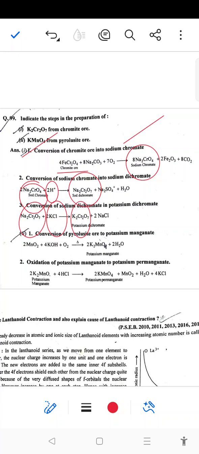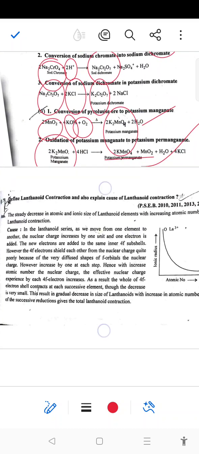Similarly, for the preparation of potassium permanganate, pyrolusite or manganese dioxide, MnO2, is oxidised in the presence of potassium hydroxide with heating, which gives potassium manganate. Second is the oxidation of potassium manganate, K2MnO4, to potassium permanganate, KMnO4, plus MnO2. So this is the preparation.